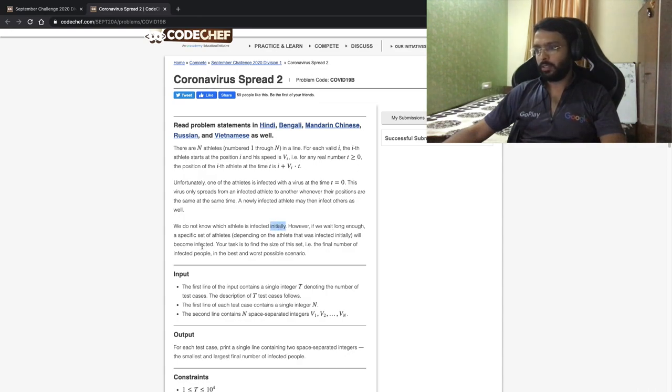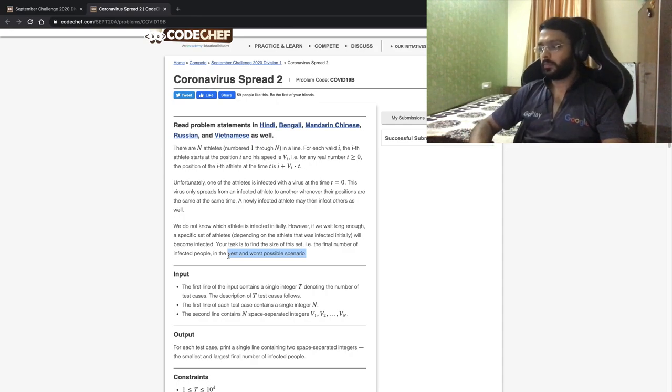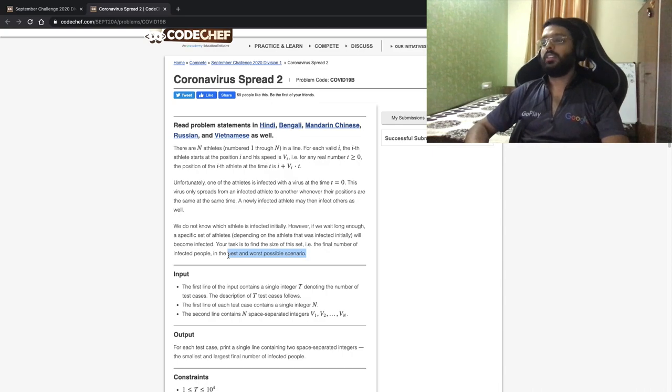However, if we wait long enough, a specific set of athletes, depending on who was initially infected, will be infected. Your task is to find the size of the set, that is the final number infected, in the best and worst case. Okay, so we have to assume the best case scenario and the worst case scenario. Okay, makes sense. Final number of infected people.